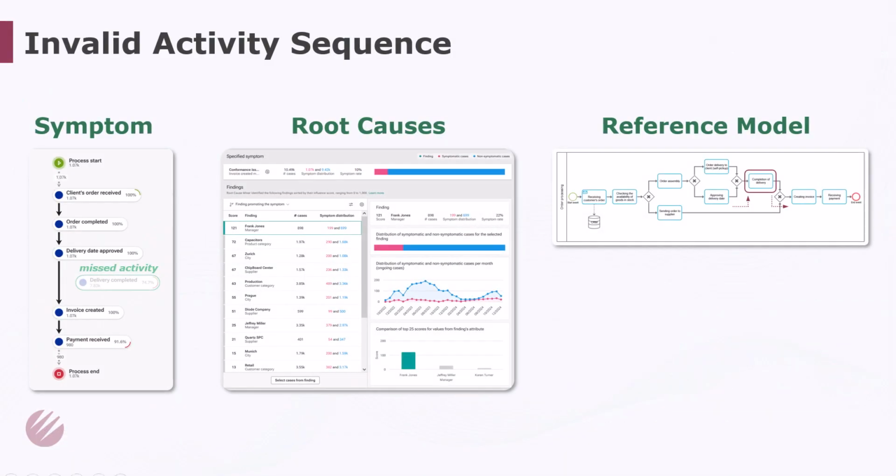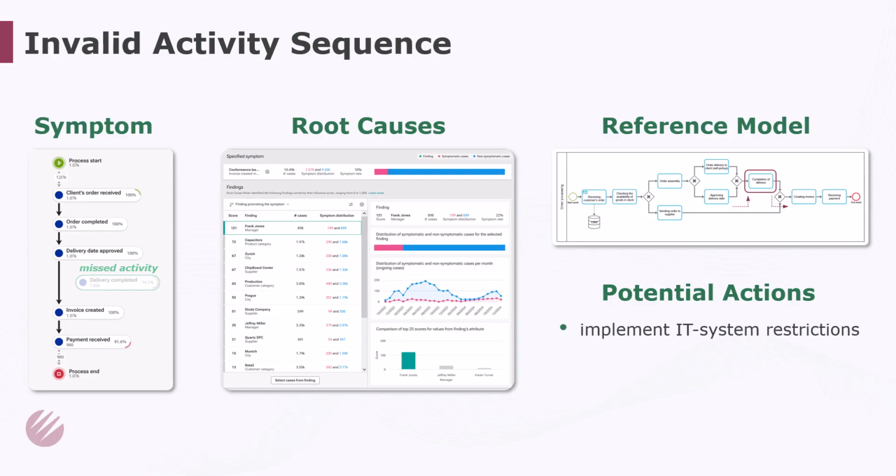In our example, potential actions for our scenarios: scenario invalid activity sequence, when invoice created goes after delivery date approved. We can have discussions with Frank Jones as well as with IT managers responsible for system configurations. A possible solution could be a system restriction preventing invoice creation until completion of delivery or sending order to supplier is performed, aligning with the reference BPMN model. In addition, some targeted trainings for managers can be provided.